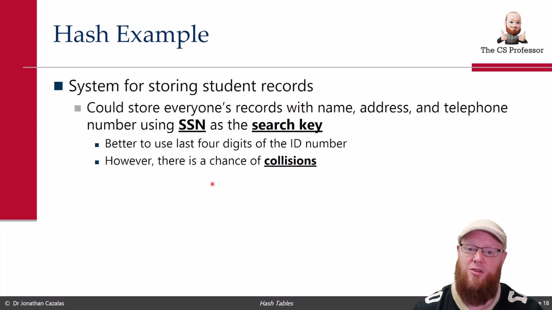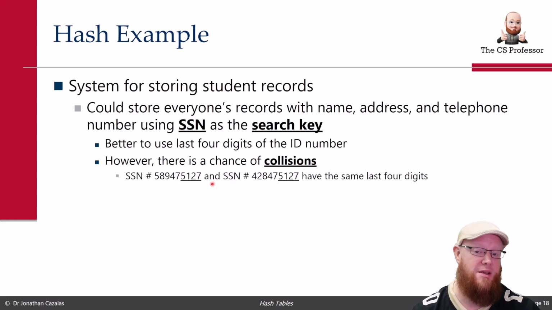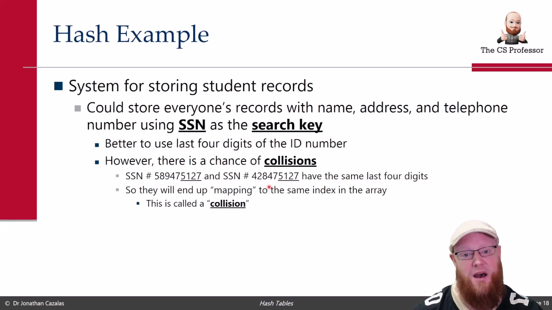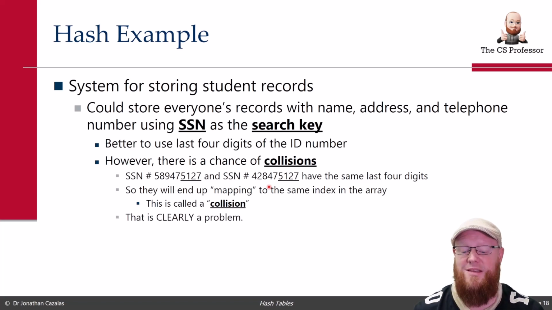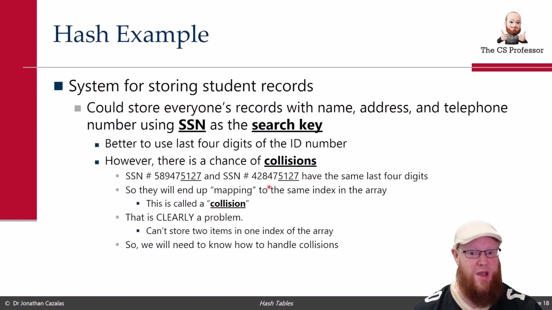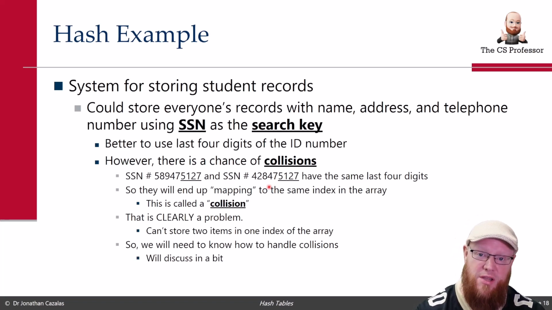The problem: you can almost be sure there will be collisions. Look at these 2 sample social security numbers. The last 4 digits of both of them are identical, meaning that Betty and whoever this is would end up mapping into the exact same index of that array, of that hash table. That is a collision. That is clearly a problem and something that needs to be addressed, because you can't store 2 people at the exact same address. We need to have a way of handling those collisions, and we'll talk about that in just a bit.